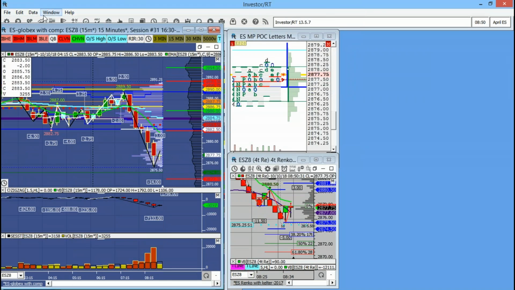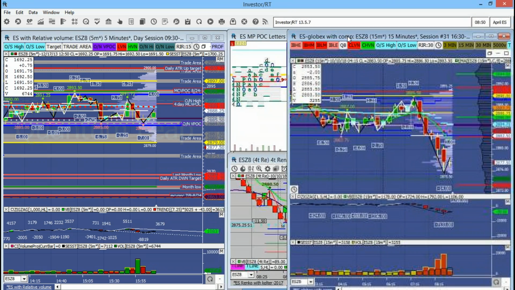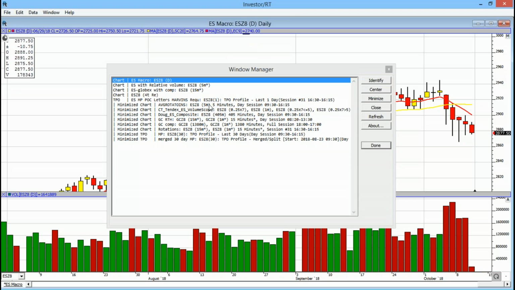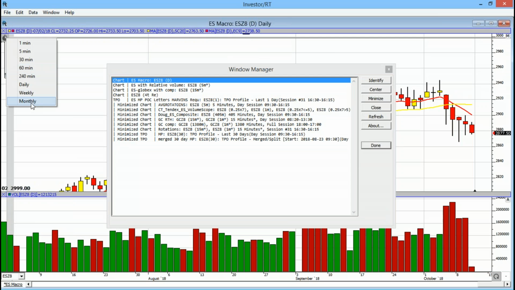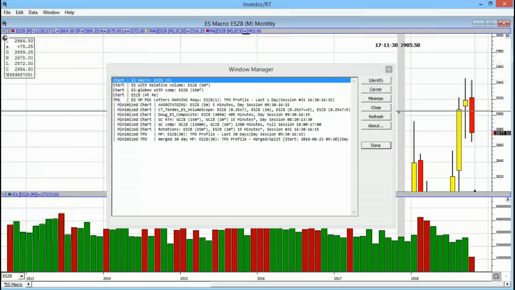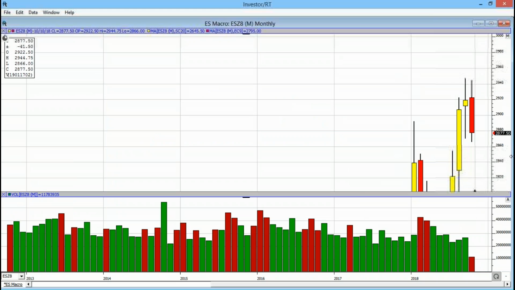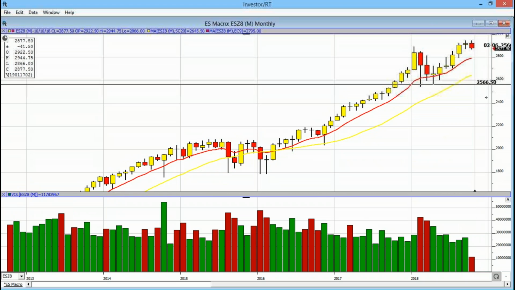But each morning I like to start with a basic exercise. I look at the candlestick chart on a monthly, and then I work my way down in periodicity.